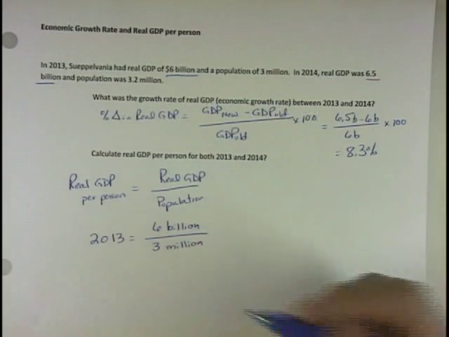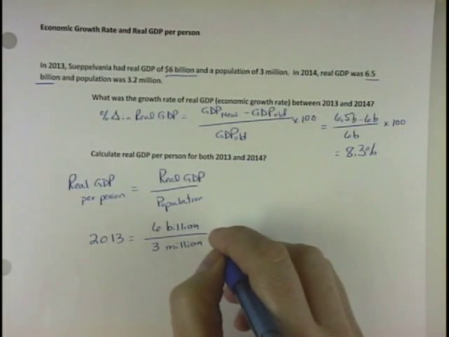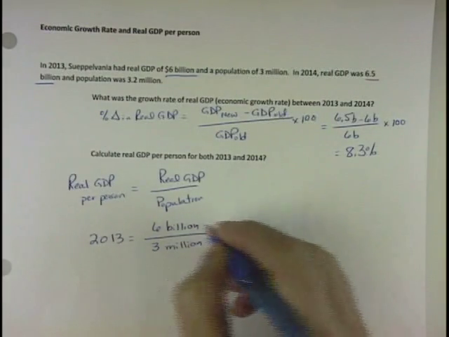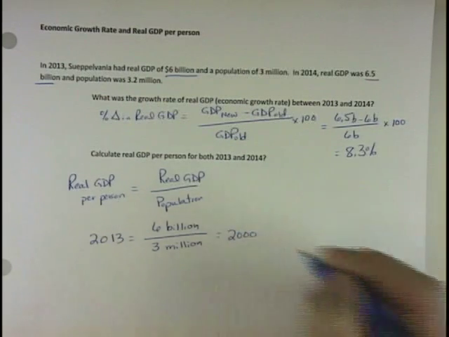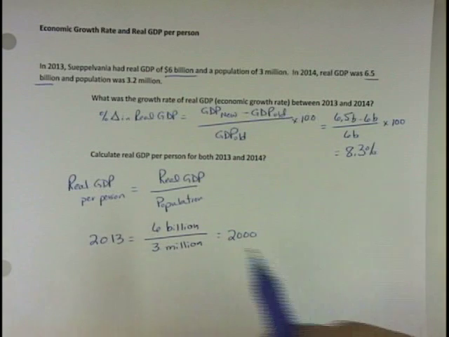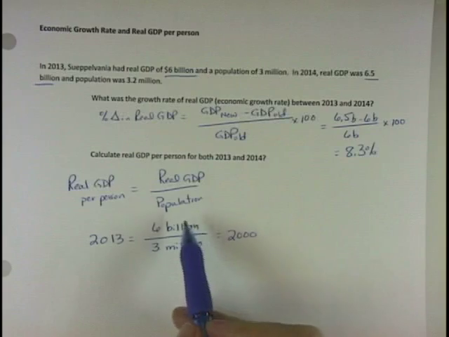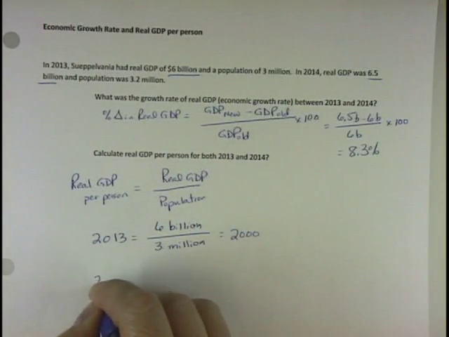Okay, now a billion is 1,000 times a million. So this is not a percentage, so we're not going to try to do it as a percentage, but 6 billion divided by 3 million would end up being 2,000. Now you may want to put all the zeros in when you do these calculations just so you don't mess up, because if you just did 6 divided by 3, you'd say the real GDP per person was 2, which is not correct. So in these you might, like I said, want to use all the numbers.